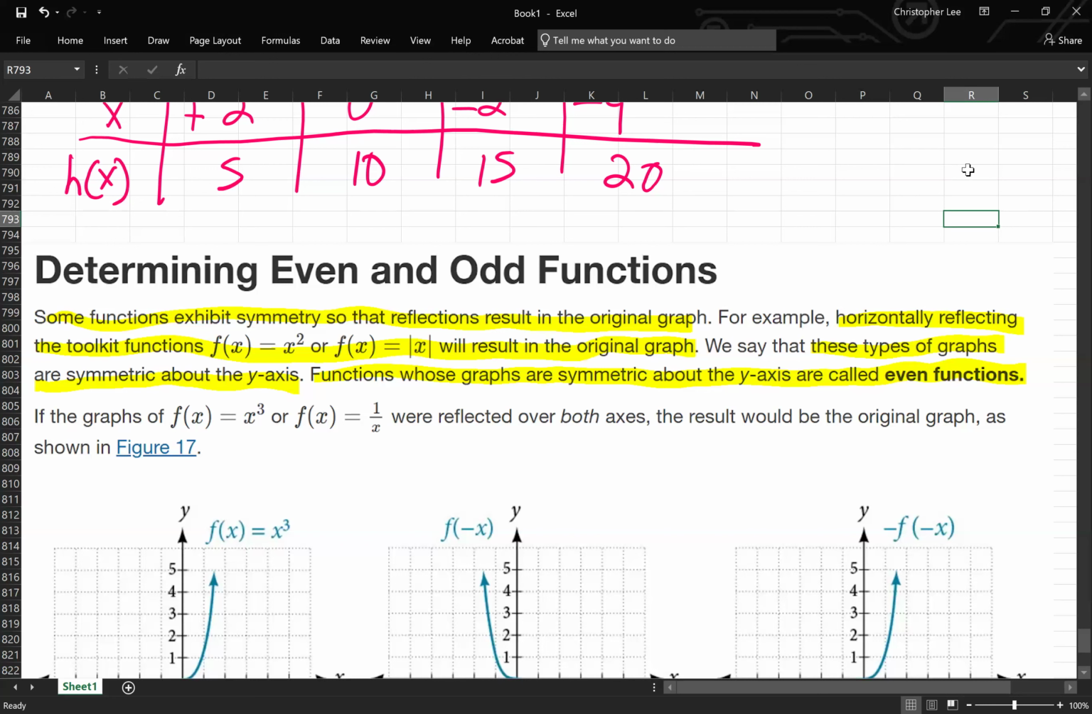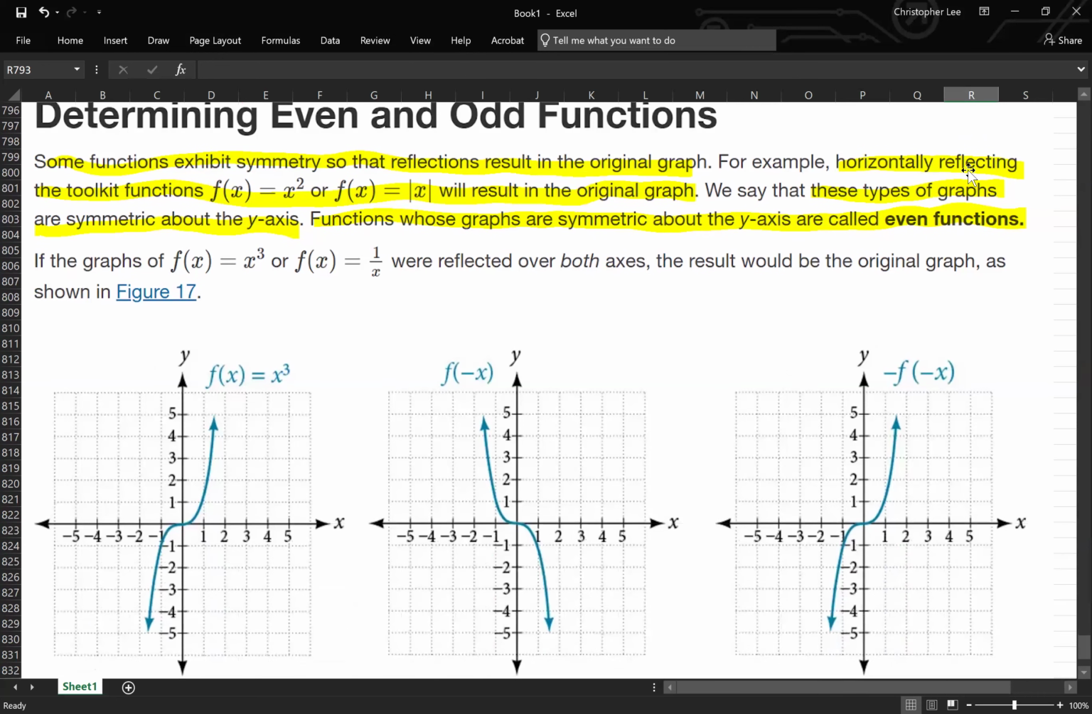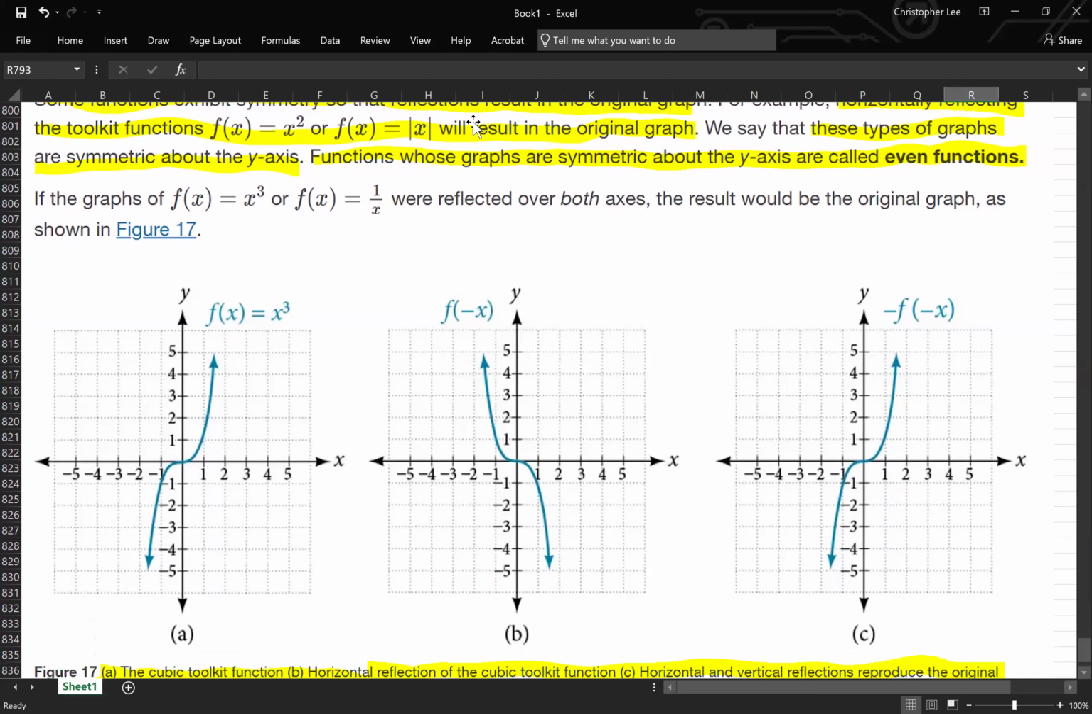If the graphs of f of x equals x cubed or f of x equals 1 over x were reflected over both axes, so reflected about the y and then over the x, the result would be the original graph as shown. Let me show y'all that real quick. Let's start off with A. I have f of x equals x cubed.